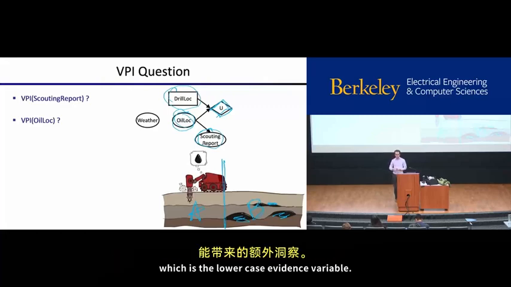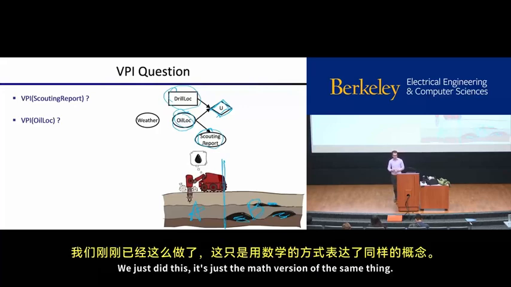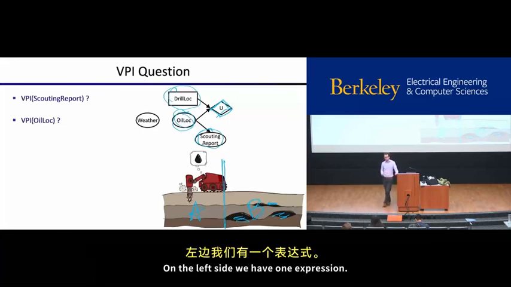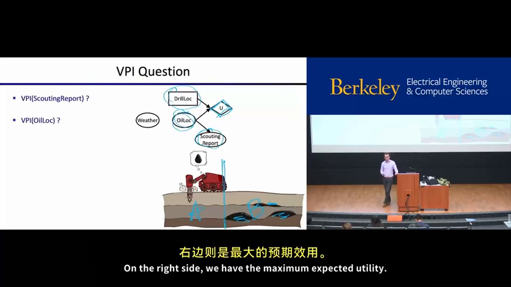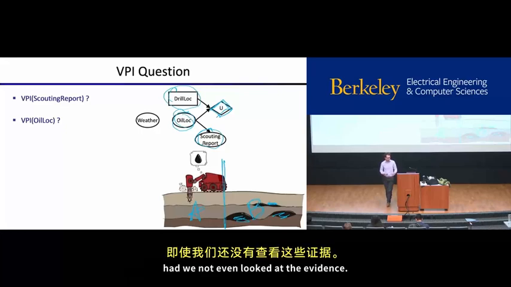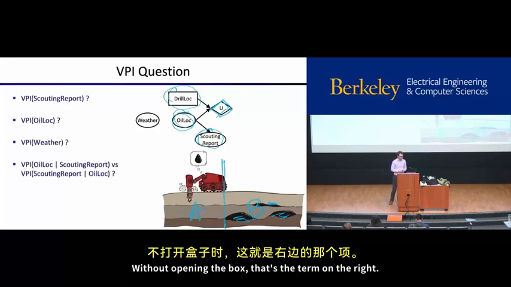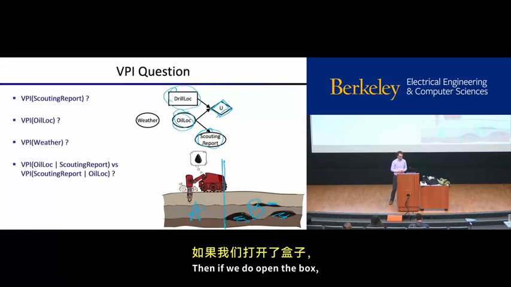Does this distinction make sense? So when we talk about the value of perfect information, we're getting perfect information about the scouting report, but it's not the same thing as knowing where the oil is. It's just knowing what the scouting report is. Okay? All right, I'm not going to go into the details too much here, because we just did one.